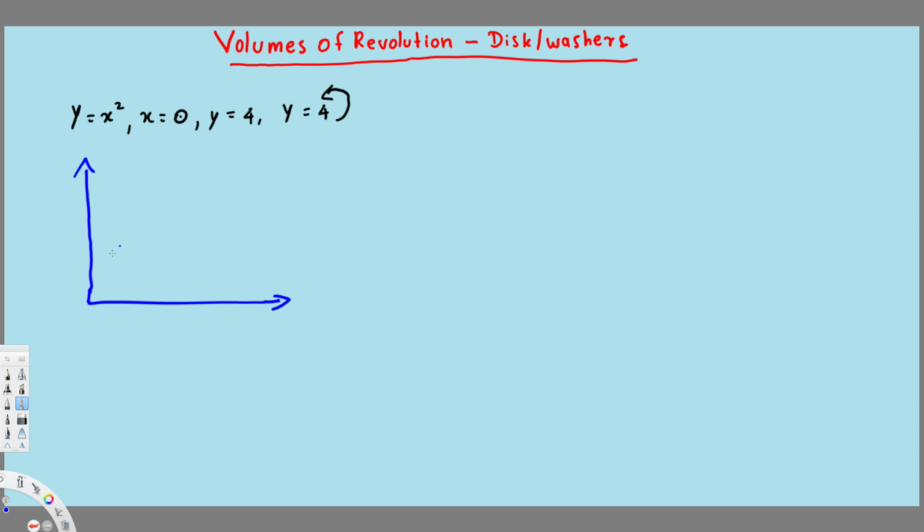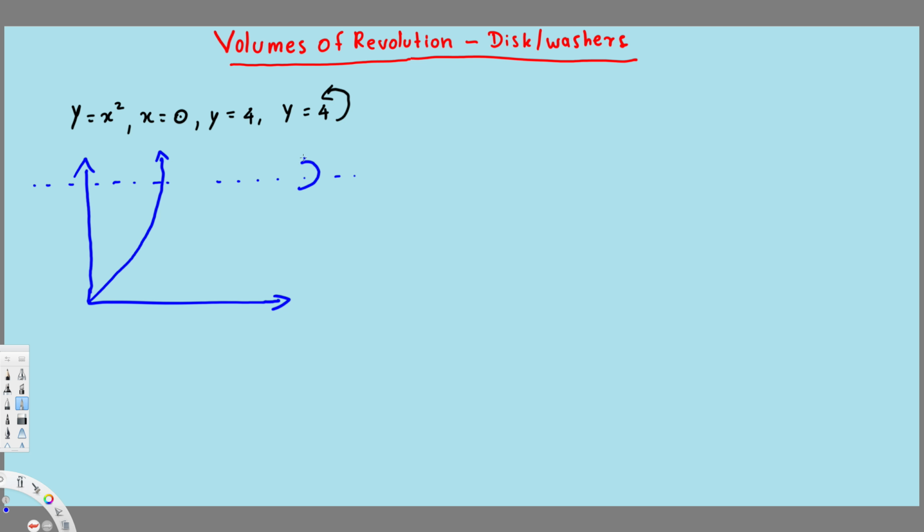So let's draw the diagram, let's draw the graph. It's going to look like this, opening up. And they have also mentioned that it's rotating at y is equal to 4. So at y is equal to 4, it's going to be a line like this, right?